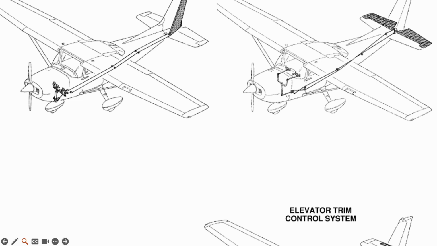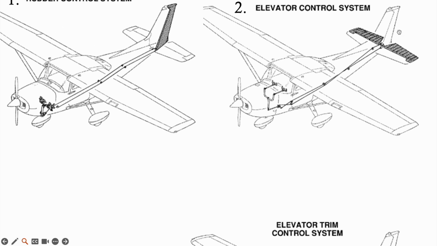And then the yokes are connected to a Y-bar right here, which is connected to more cables and pulleys. And those go all the way back to the elevators. So the elevators are connected to a single rod that goes through the center right here. And so these aren't individual, it's just one component.